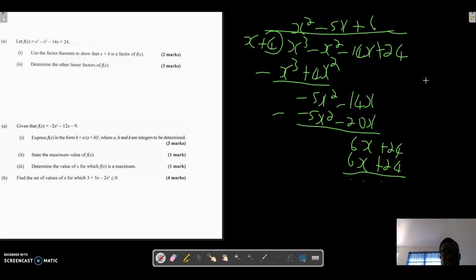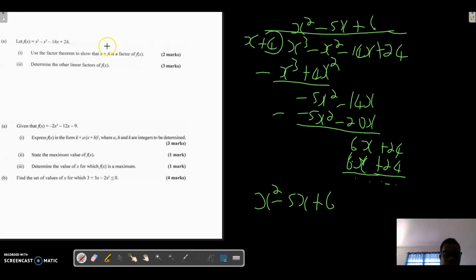Now it says determine the other linear factors. So we're not going to factorize completely, right? Normally when it's factorized completely, we have all three linear factors. We're simply interested in the other factors. So I'm going to be taking the x squared minus 5x plus 6. And since the coefficient of the x squared term is 1, we can use a shortcut. So we want two numbers. When we multiply them, we get 6. When we add them, we get negative 5. So the numbers would be negative 3 and negative 2. So my factors are going to be x minus 3 and x minus 2.